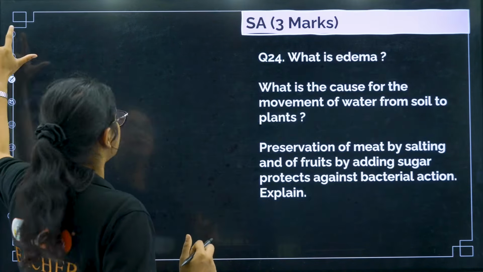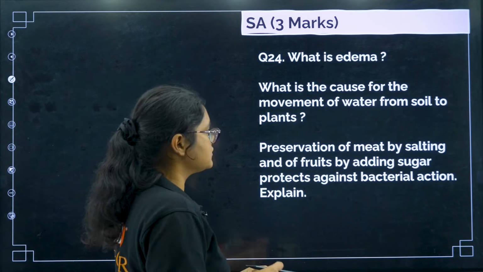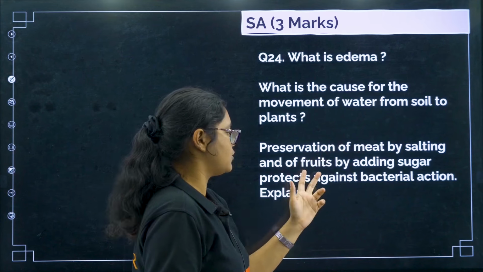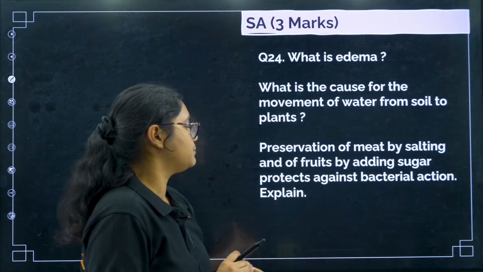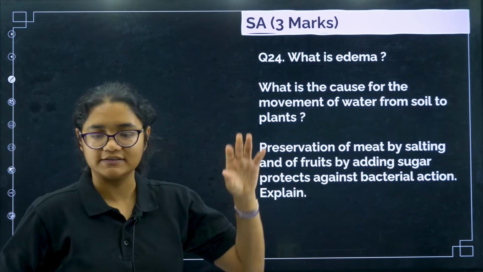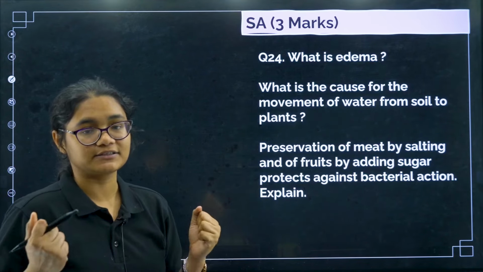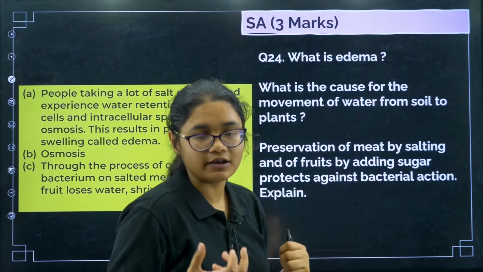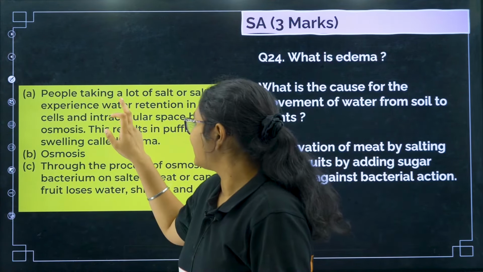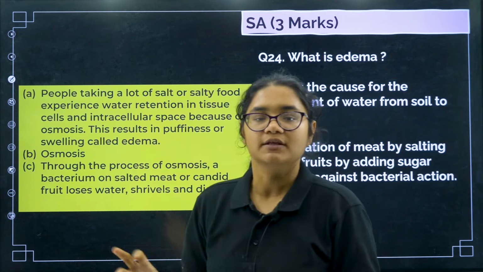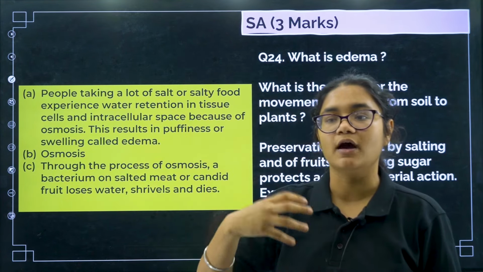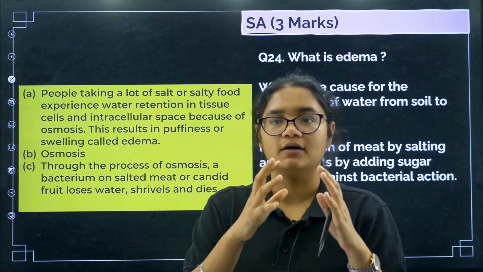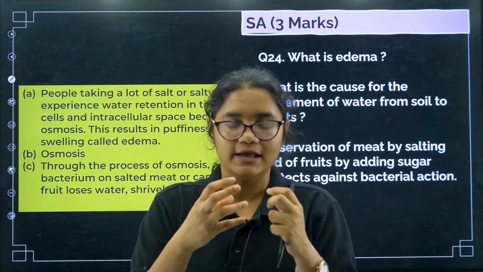Okay. Next we have: what is edema, what is the cause for the movement of water from soil to plants, and preservation of meats by salting and of fruits by adding sugar protects against bacterial action, explain. So these are some of the applications of osmosis. What is edema? People who intake a lot of salt or salty food experience water retention in the tissue. Now see, when you are taking a lot of salt, your cells are more concentrated, right, more concentrated.